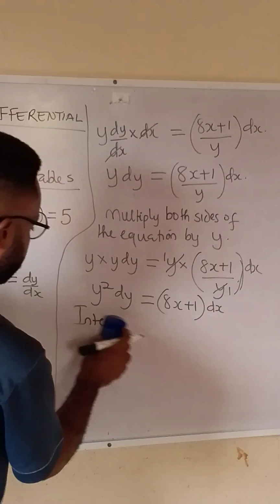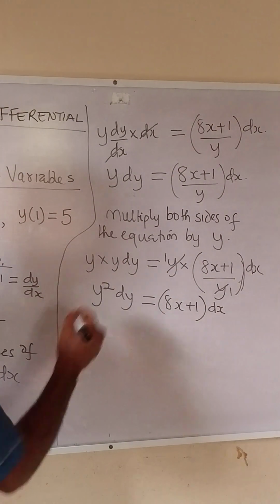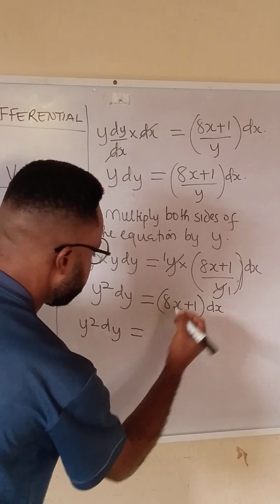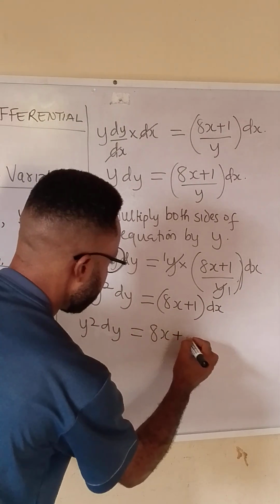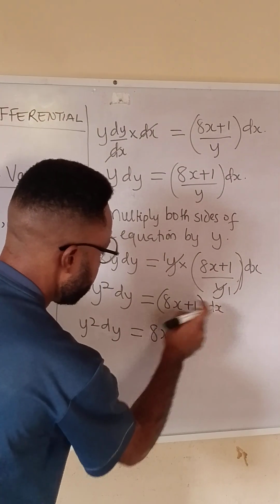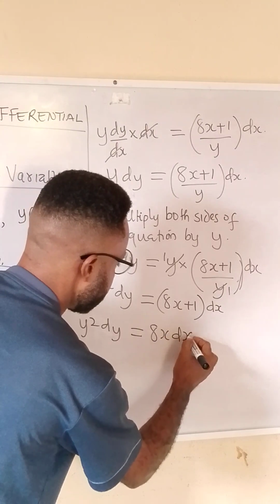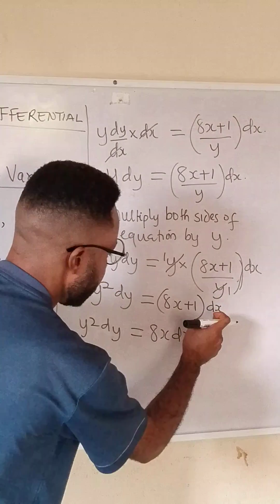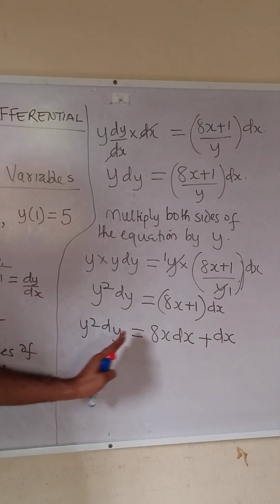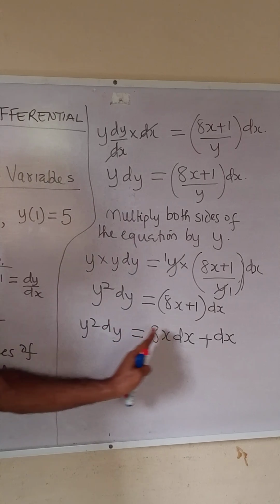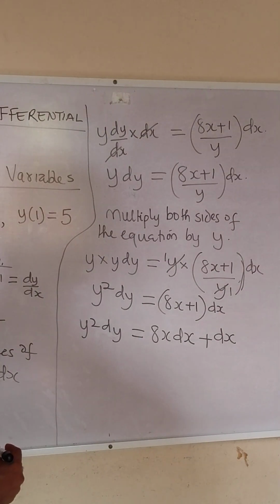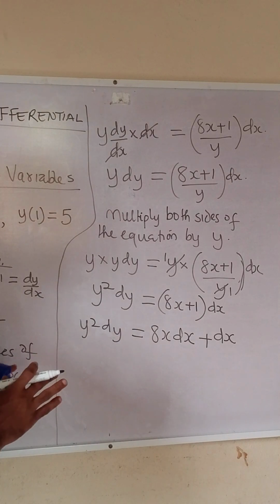or if I don't want to do that, let me use this dx to open the bracket first, so that we have y squared dy equal to 8x times dx, which will give us 8x dx, plus the x times 1 will give us the x. So we've been able to have only y on the left hand side, and only x on the right hand side. So at this point, I can now use direct integration to solve the problem.